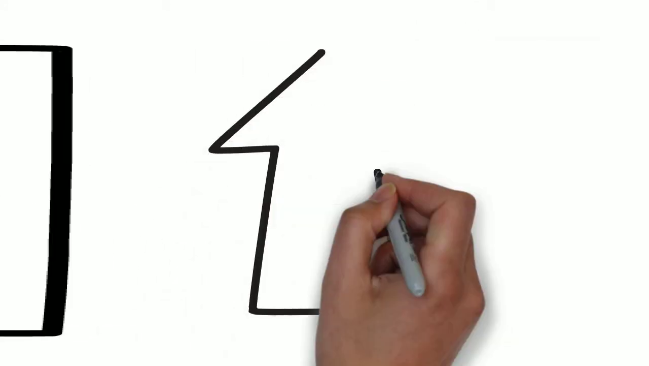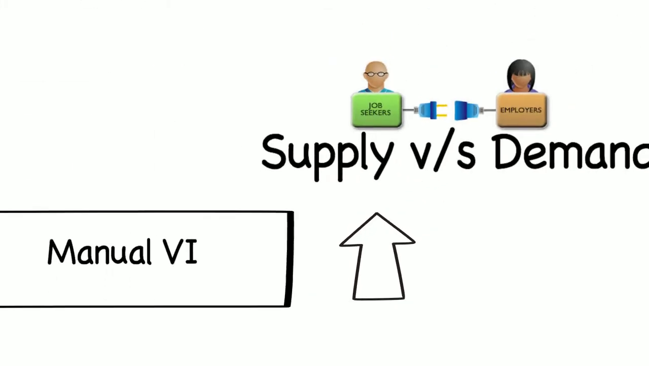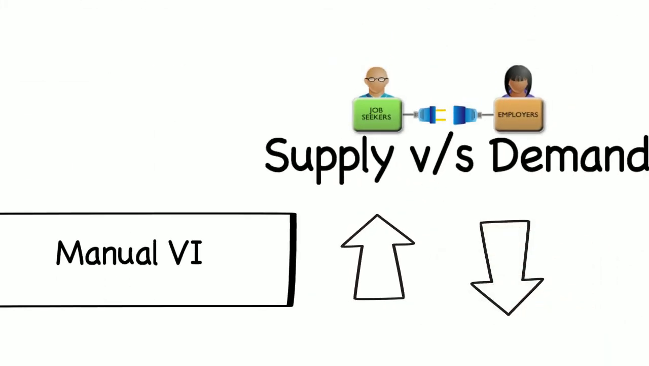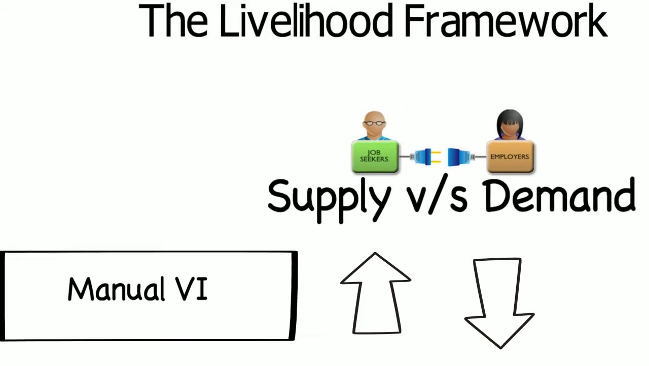Manual VI, the supply is high and the demand is very low. In trades which are more labor intensive like manufacturing, the demand is very low as there is fear of safety aspects for persons with visual impairment.